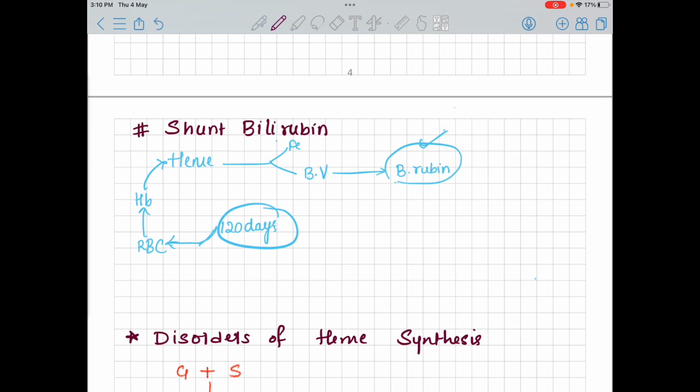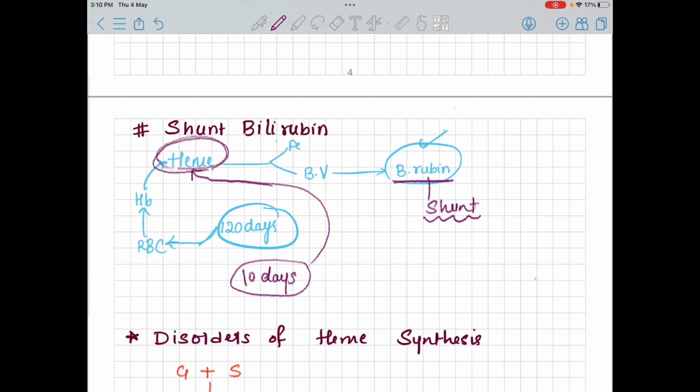But sometimes what happens is that in 10 days itself, the destruction of not RBC, rather heme, takes place. And the bilirubin that we obtain then is known as shunt bilirubin. This shows that heme without going inside RBC undergoes destruction. Heme without entering RBC undergoing destruction to give bilirubin is known as shunt bilirubin.